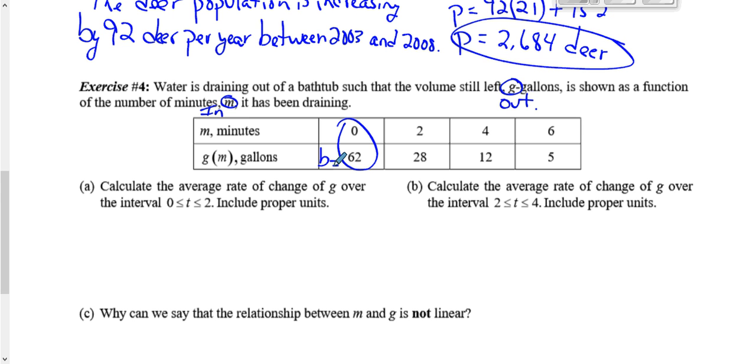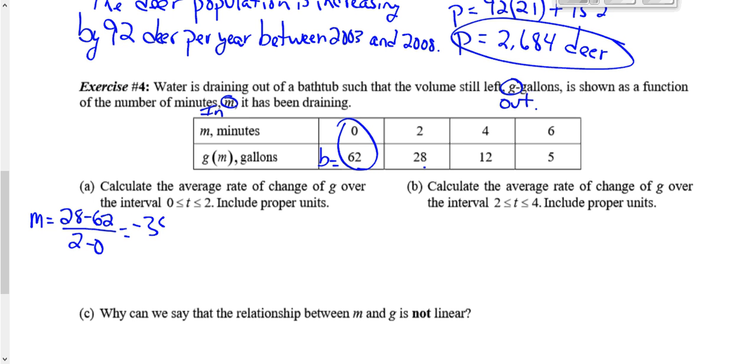All right, calculate the average rate of change of G gallons over 0 to 2 minutes, right? Okay, well, let's see here. So here's the 0 output, and there's the 2 output. So basically, I'm going to write M equals what minus what on top? 28 minus 62. Over what minus what? 2 minus 0, right? Notice this is where we're going to get our negative number, yeah? What is that? Negative 34 over 2.